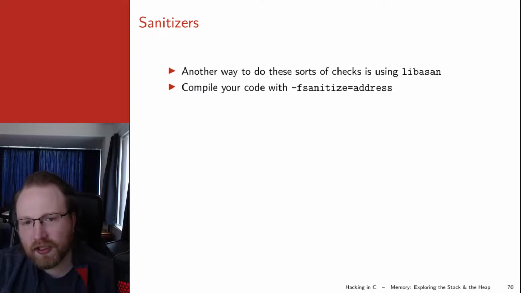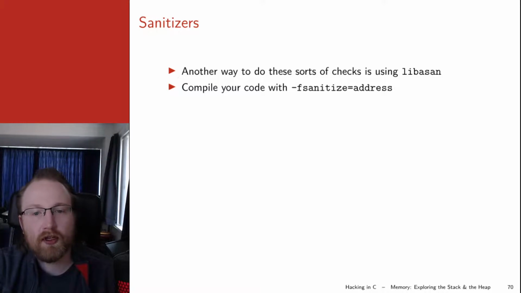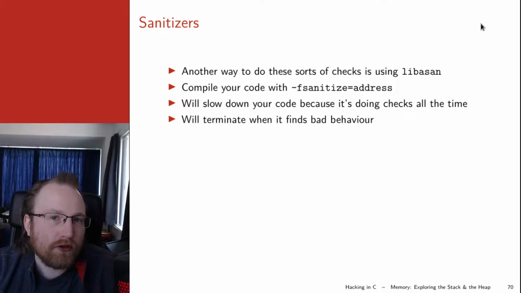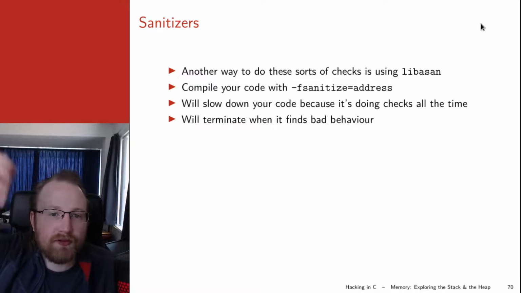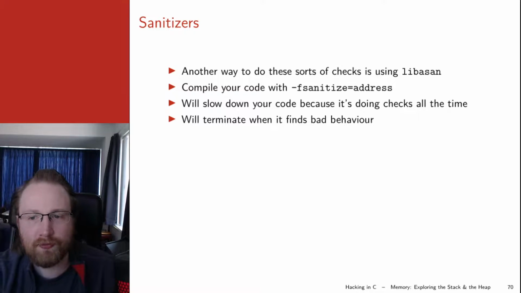Nowadays, there is also libasan, the address sanitizer library, which you can compile into your code with -fsanitize=address, and then that will slow down your code because it's doing checks all the time, similar to Valgrind, but it will terminate when it finds bad behavior, and it will tell you the bad behavior.